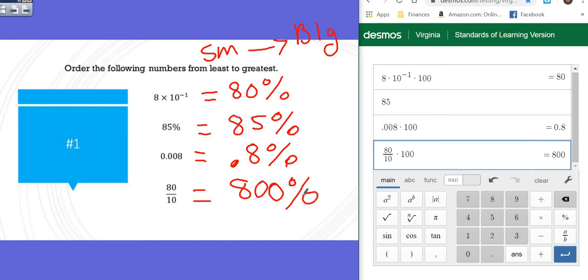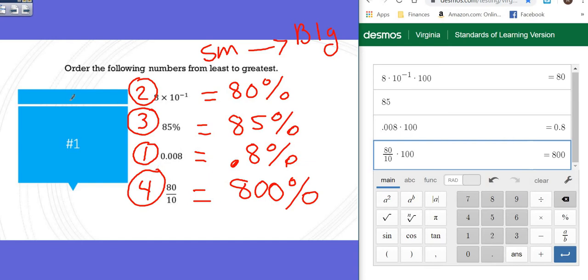So if I had to put them in order, 0.8 is the smallest, so that would be first. Then we go up, and 80 is my next smallest, and right after 80 comes 85, and then we take a big jump to the biggest, which is 800%.